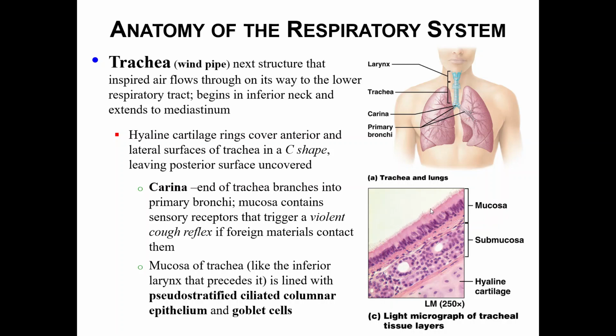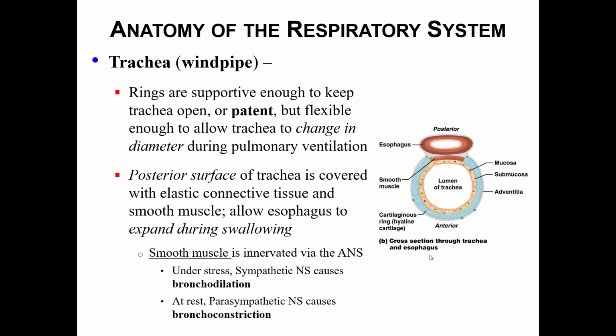Now, those tracheal rings that we mentioned, they are supportive enough to keep the trachea open, also referred to as patent, but they are flexible enough to allow the trachea to change in diameter during pulmonary ventilation. So if we need to bring in extra oxygen, perhaps during exercise, we can expand the diameter of this, because we've got a little bit of smooth muscle here, so we can take in extra oxygen.